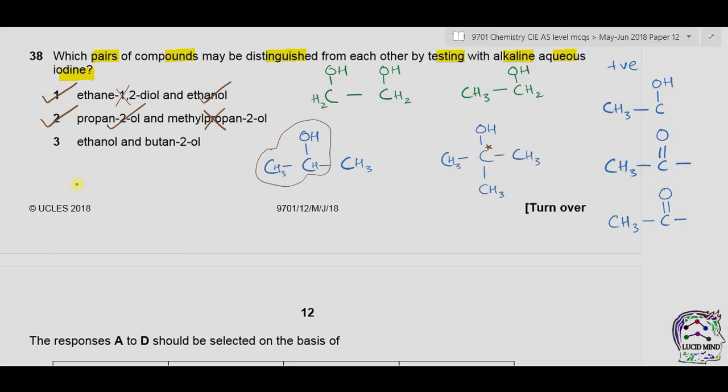In 3 we have ethanol. Ethanol has 2 carbon atoms and an alcohol group present. Butan-2-ol: in butan-2-ol we have 4 carbon atoms in the long chain and we have a secondary alcohol group.